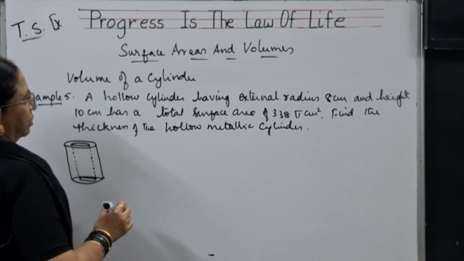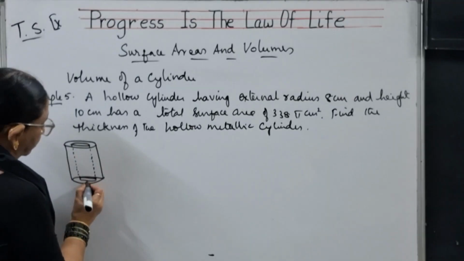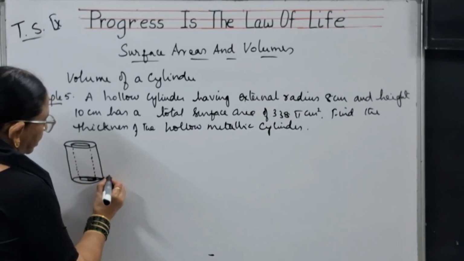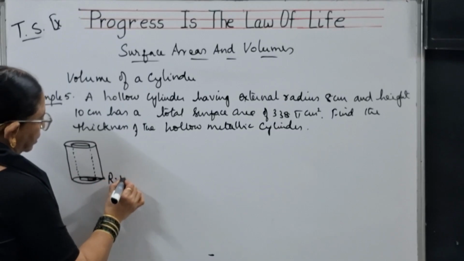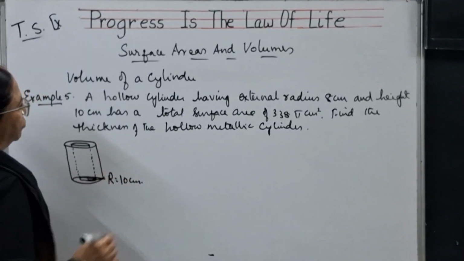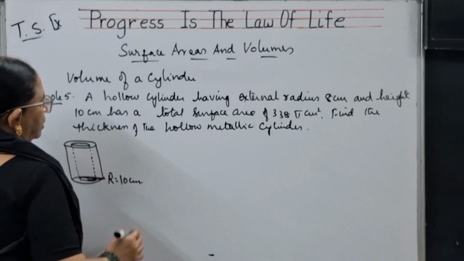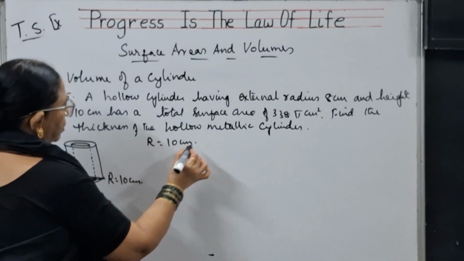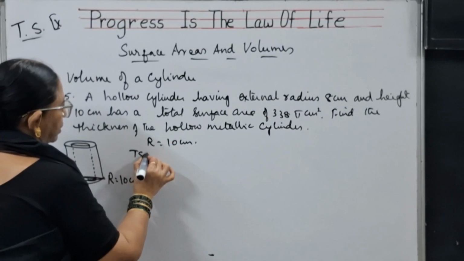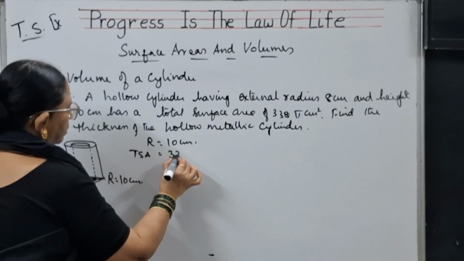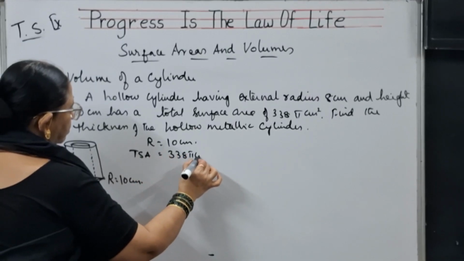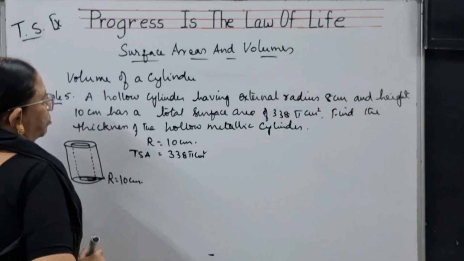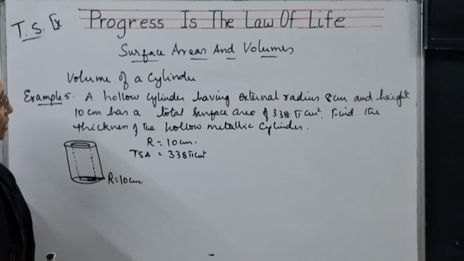Now it is having an external radius. This is the center, so this whole thing is the external radius, capital R, which we call 10 centimeters. And TSA, total surface area, is 338 pi square centimeters. Now they are asking to find the thickness of the metallic cylinder.